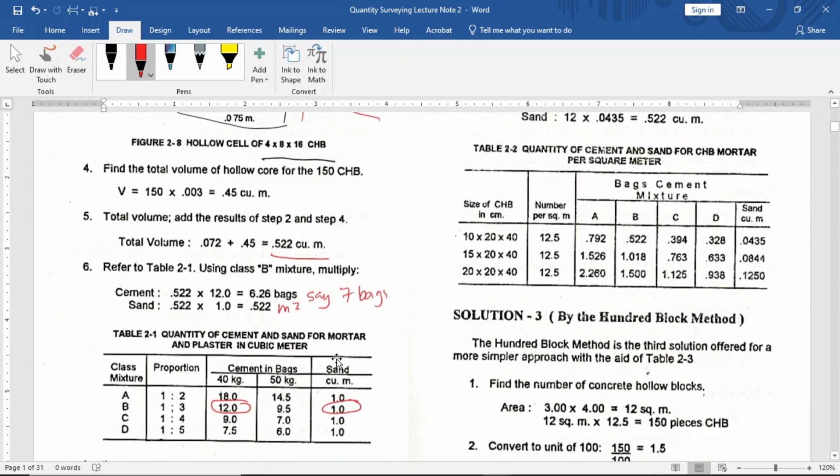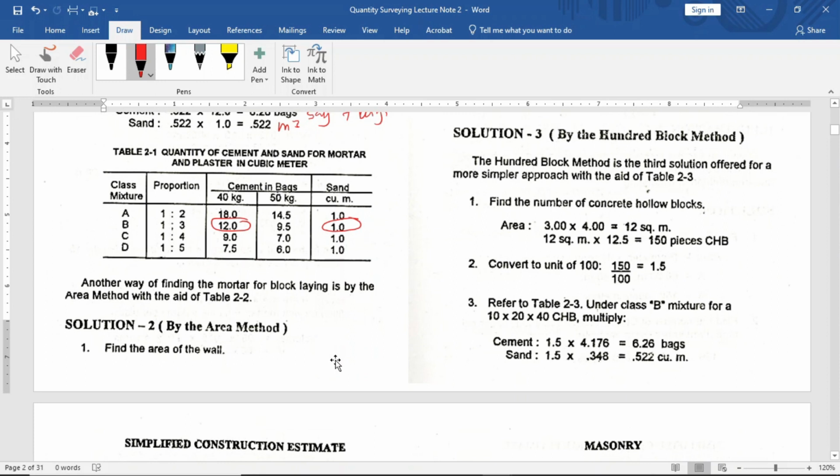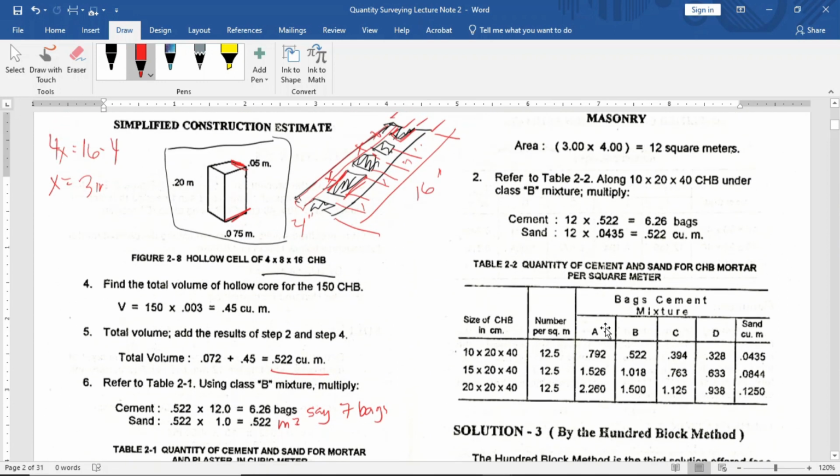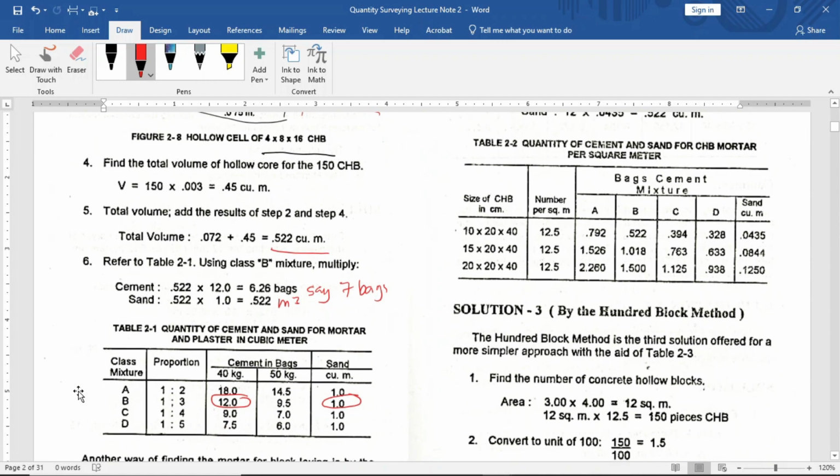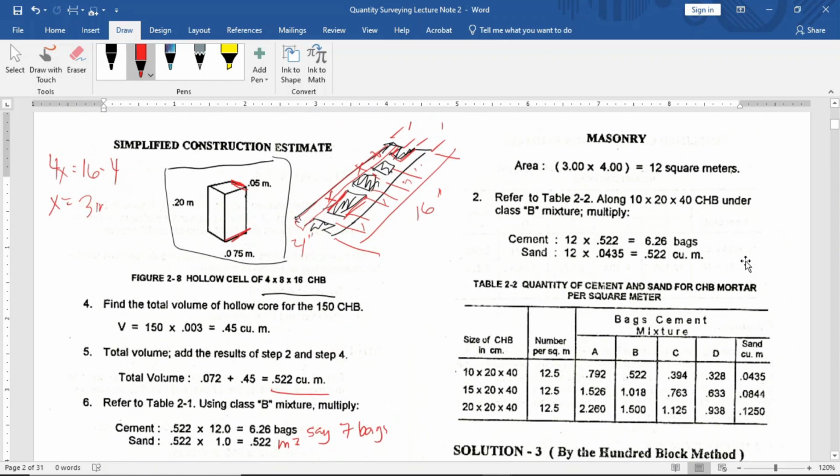By volume method. So, how about naman by area method? So, first is find the area of the wall, 3 by 4 meters. Bale, 12 square meters. Itong ano na to, para lang to sa volume, yung table. Ito naman, para naman ito sa per square meter na table. So, meron na tayong area. So, hanapin natin yung para sa class B.